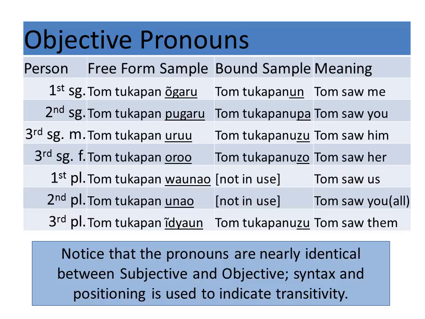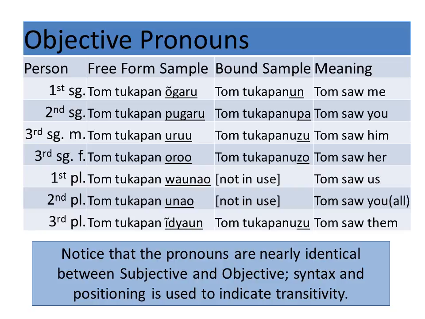To form the objective pronouns, or a pronoun as a direct object, you have basically the same form, but syntax indicates that it is objective because it follows the verb. You have Tom in the position of the subject in these sentences. You have the verb tukapan, saw, and then you have the free form of the pronoun. Tom tukapan ongaru. Tom saw me. Second singular. Tom tukapan pugaru. Tom saw you.